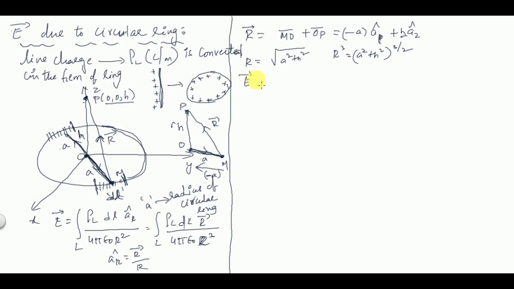E bar is equal to integral L into rho L. So here we have to consider one more thing. I'm taking a very small value of differential length. Okay, and this is your angle phi.